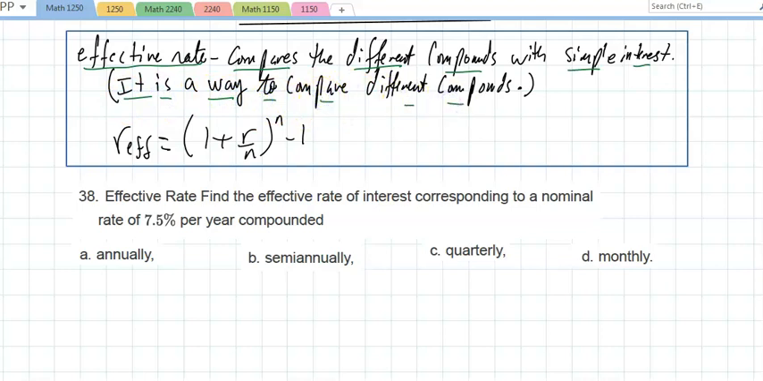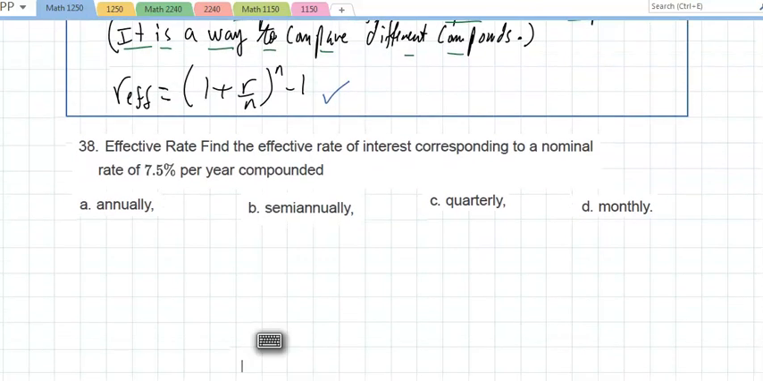And the effective rate formula is provided on your test. It's given by 1 plus r over n, quantity raised to the n, minus 1. So this is a way for us to compare the different compounds from different banks. They give you different compounds.